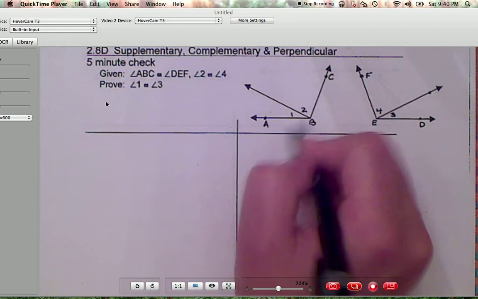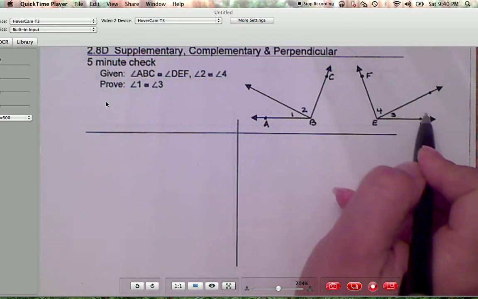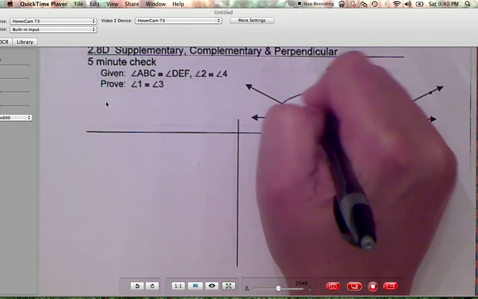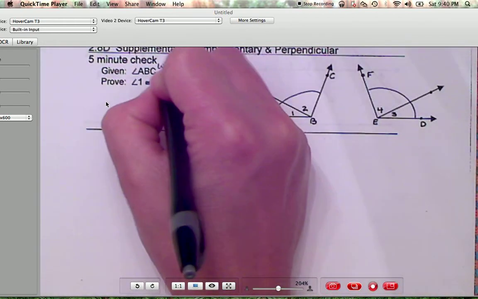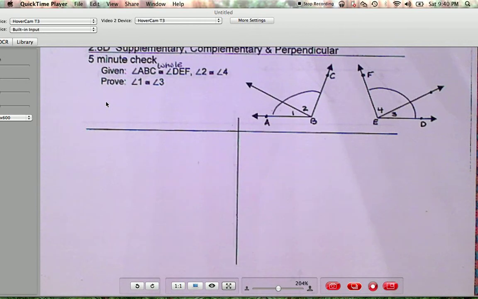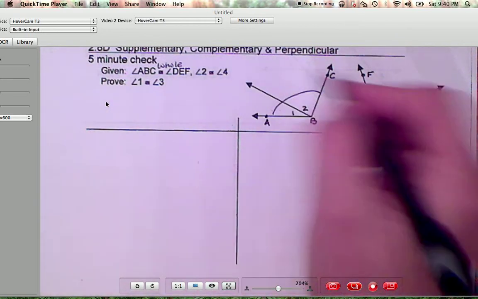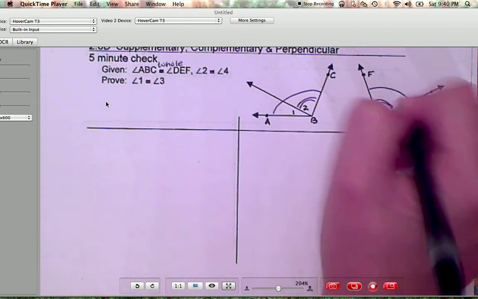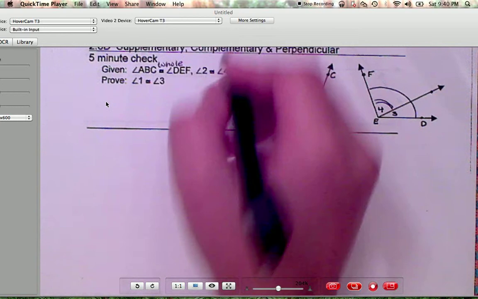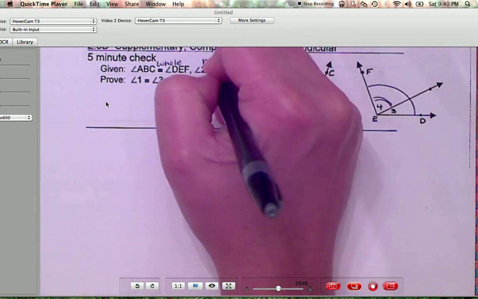So angle ABC and angle DEF, those are congruent, so we can go ahead and mark them congruent. And those are wholes because they make up more than one angle. So anytime it's multiple angles, that will be a whole. Angle 2 is congruent to angle 4. Now remember, you have to mark that differently. So I'll use a double arc. And those are single angles, so those are parts.